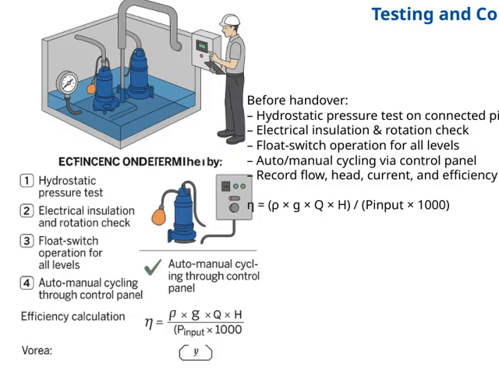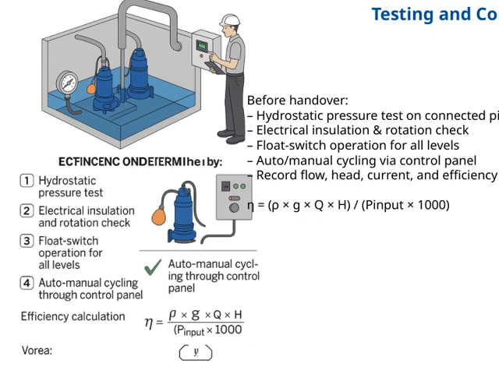Now, as we approach the handover stage, it's crucial to ensure everything has been thoroughly tested and commissioned. First, we perform a hydrostatic pressure test on all connected piping to verify there are no leaks and that the system can handle the designated pressures safely. Next, we check the electrical insulation and rotation of the equipment to ensure everything is functioning correctly and safely. We also perform float switch operation tests for all level controls, which are vital for maintaining proper system levels and preventing overflows or dry running.